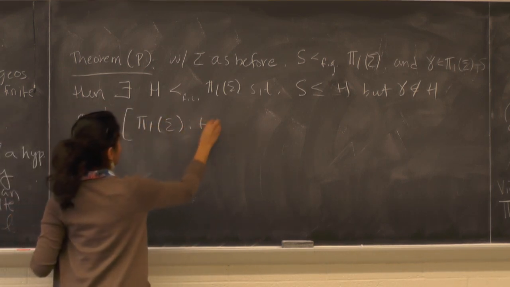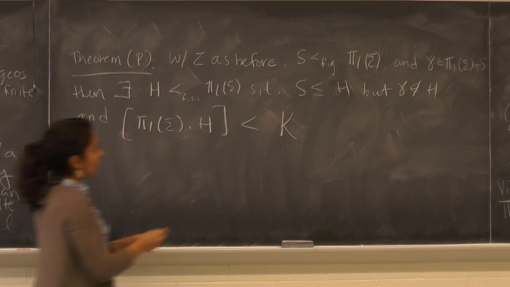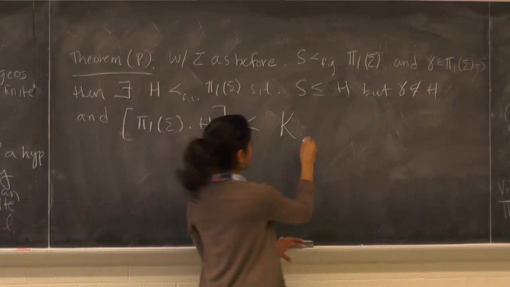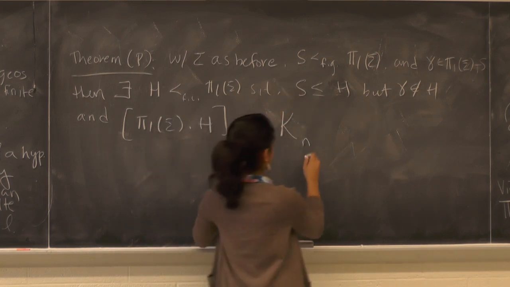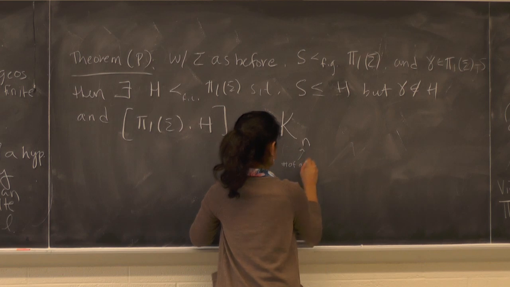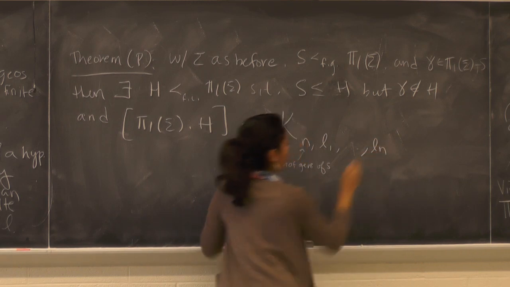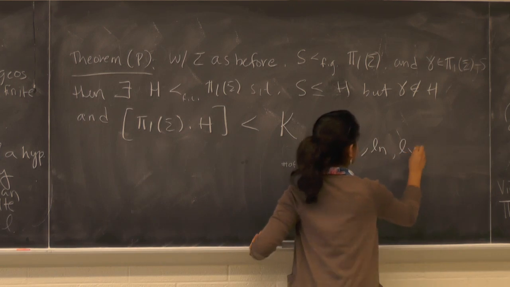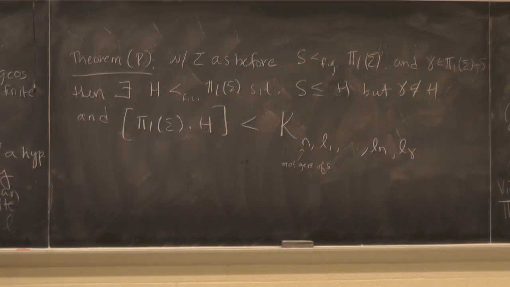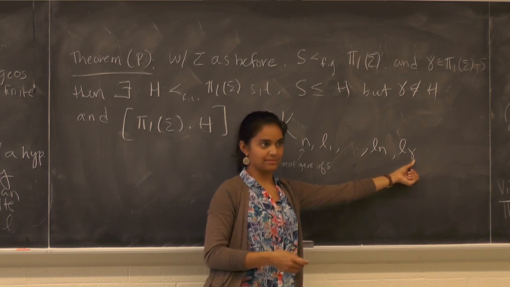The index of this subgroup is bounded by some explicit constant, which we can calculate. And the stuff that the constant depends on is the number of generators in your finitely generated subgroup, the number of generators of S, the length of those generators, and the length of this element that you're trying to miss.